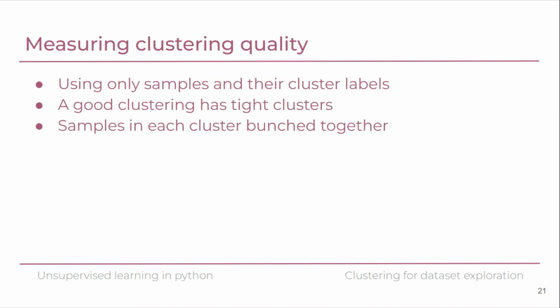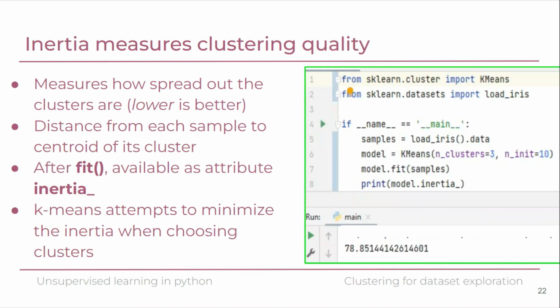We need a way to measure the quality of a clustering that uses only the clusters and the samples themselves. A good clustering has tight clusters, meaning that the samples in each cluster are bunched together, not spread out. How spread out the samples within each cluster are can be measured by the inertia. Intuitively, inertia measures how far samples are from their centroids. You can find the precise definition in the scikit-learn documentation.